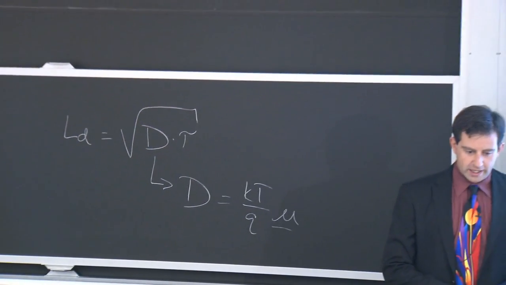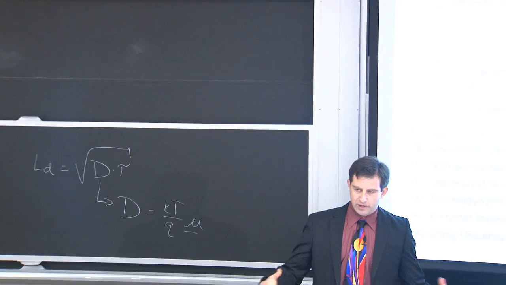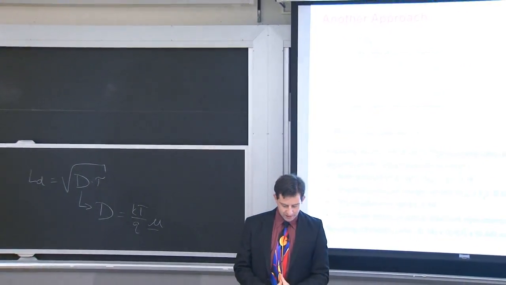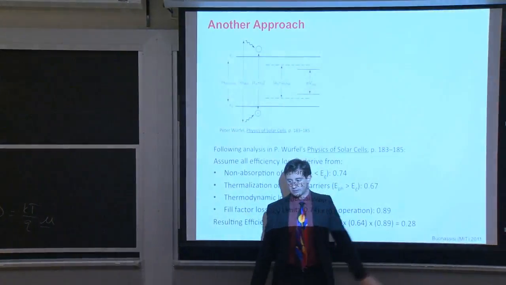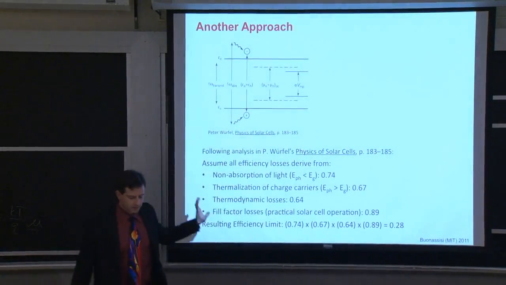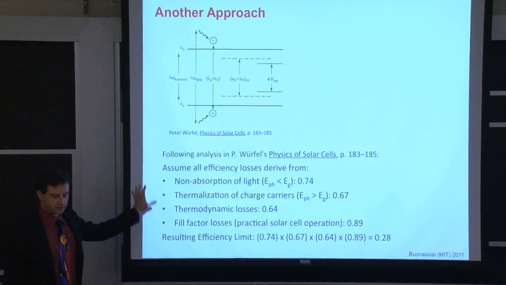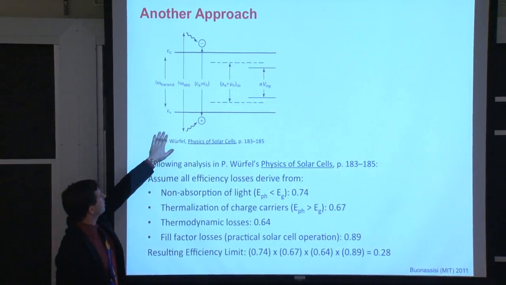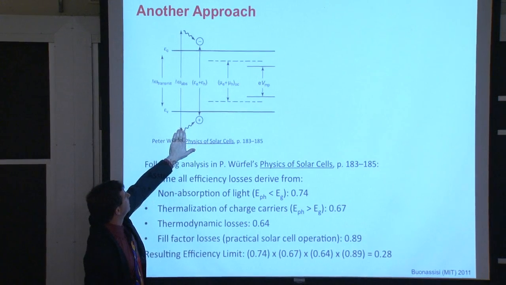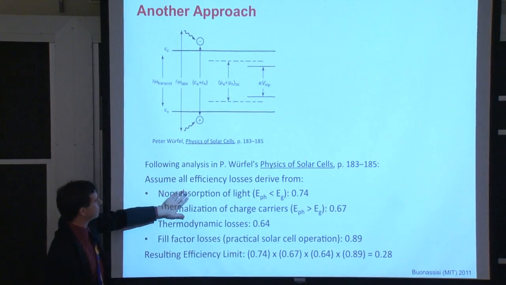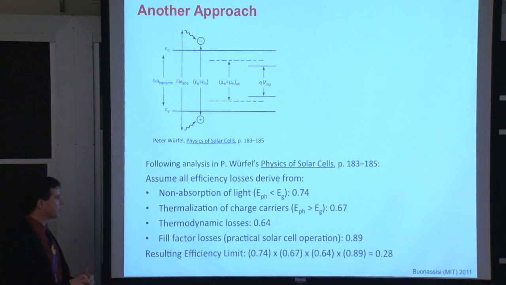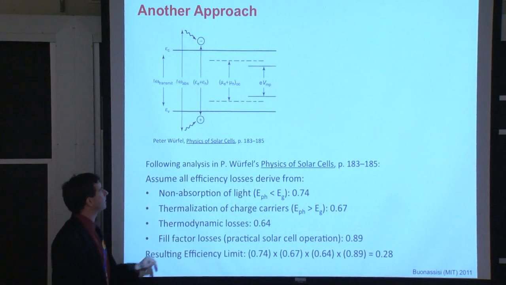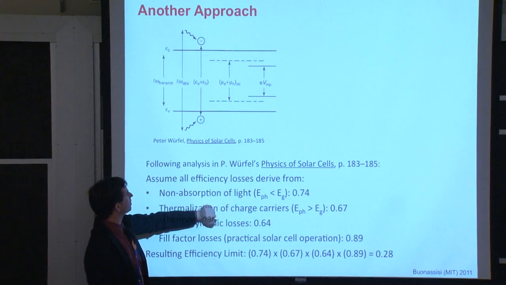A similar related approach that pulls all of this together in a graphical form is in some of the very last pages of Peter Würfel's text. And this is going through the efficiency calculations that we just saw, starting from a certain amount of light that's not absorbed, the light that is absorbed, so that's efficiency loss mechanism number one. And for a thin device, let's say light trapping isn't perfect. We're at around 74% efficiency of light trapping, of absorption of light.